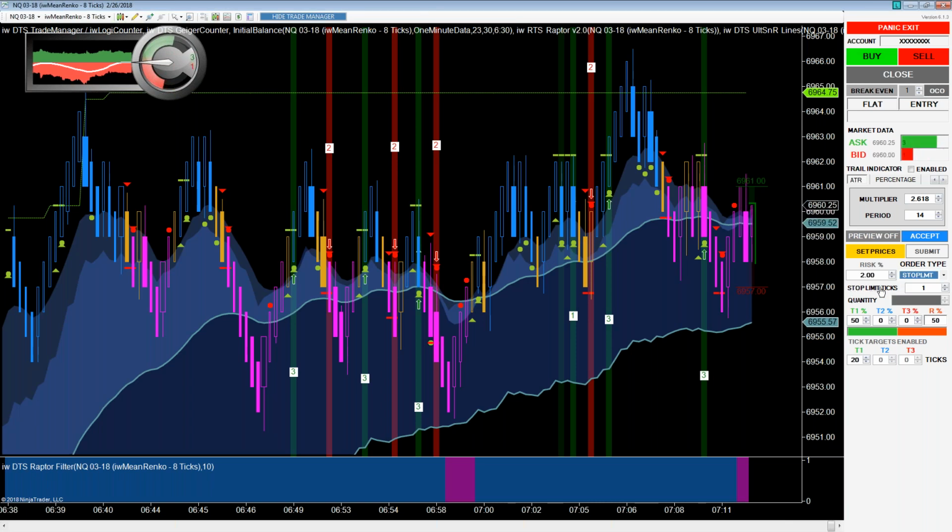And that will open up this value here, stop limit ticks. This allows you to set how much slippage you are prepared to accept. So this is your worst case scenario right there. But I would also say that if you're trading a market where you get abnormally large slippage, you might want to consider a different market.